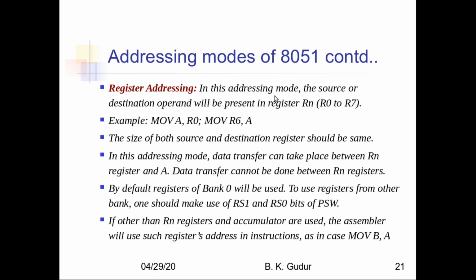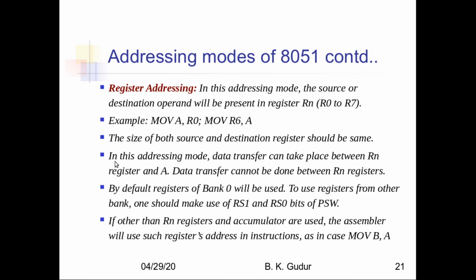In this addressing mode, the source or destination operand will be present in registers like Rn, in general R0 to R7. Means register to register transfer takes place. An example is something like MOV A, R0 or MOV R6, A. But one thing here is that the size of both source and destination registers should be the same. So I cannot write MOV DPTR, R0 because DPTR cannot be used.